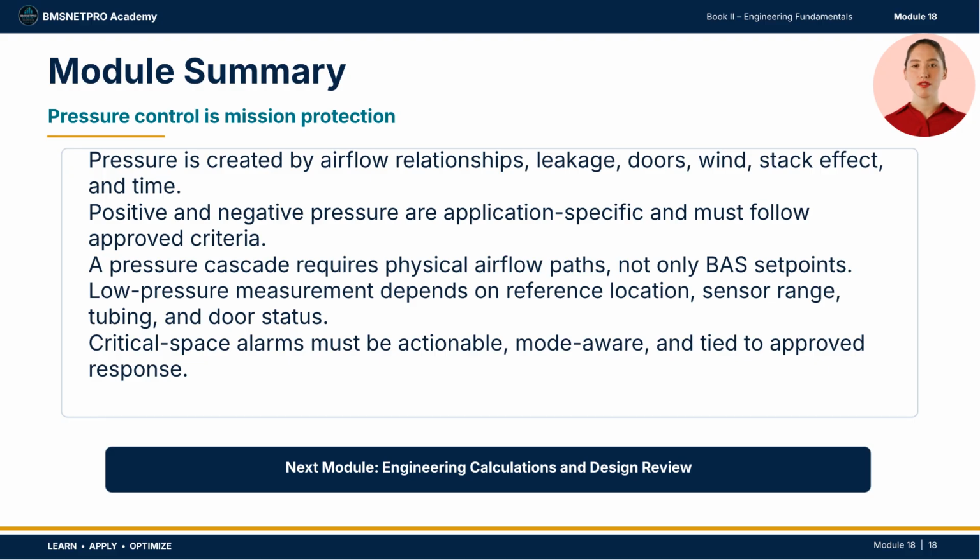This module reinforced that pressure control is really mission protection. A pressure value is not the whole truth. It is the result of airflow relationships, leakage, doors, wind, stack effect, and time. Positive pressure, negative pressure, and cascades must be tied to the application and the approved criteria. Measurement confidence depends on the reference location, range, tubing, zero, door condition, and trend plausibility.